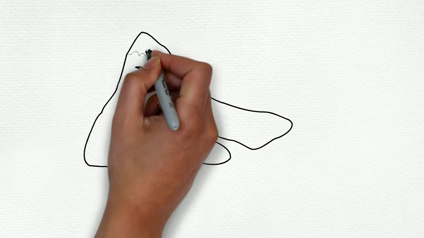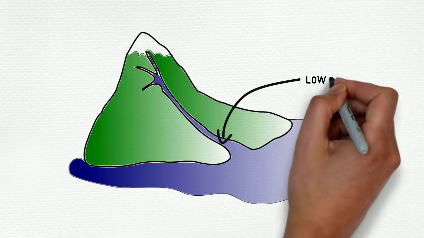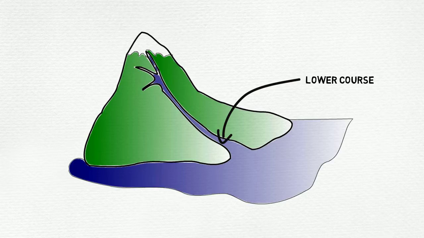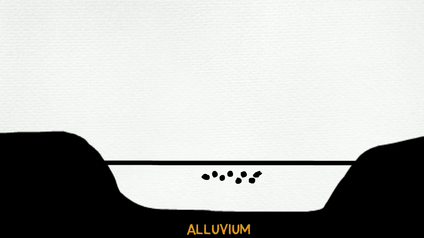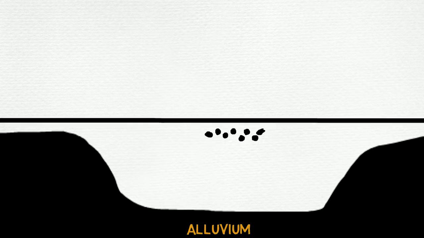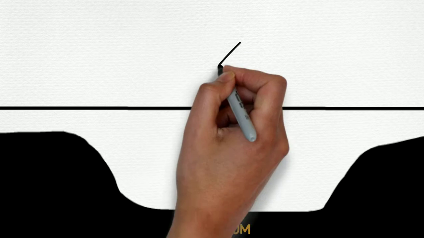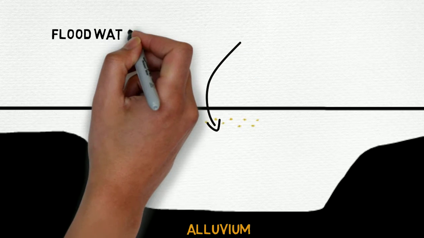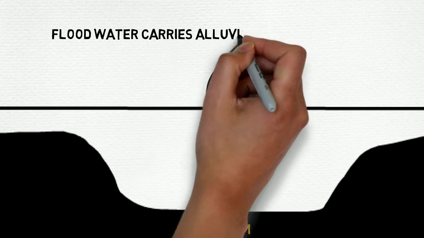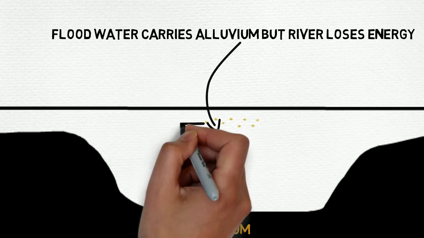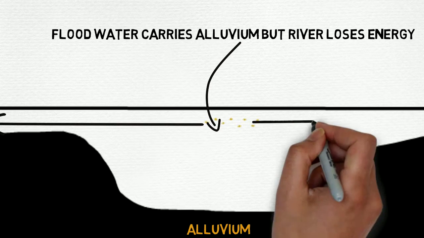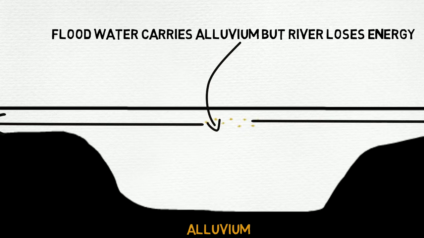Remember that the lower course of a river is closer to the sea. Here the river carries a huge amount of sediment, called alluvium. When the river floods, the excess water spills over into the surrounding area. During flooding, the velocity of the river is reduced. The river loses energy, so it can't carry all of its sediment, and this is deposited to form the floodplain.